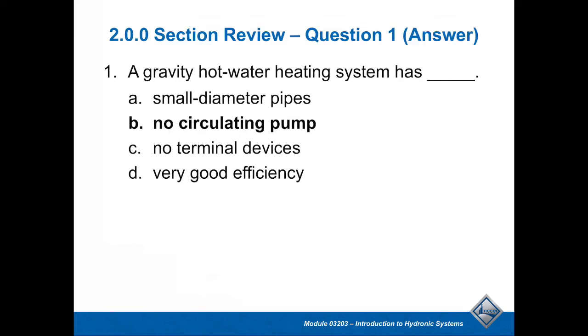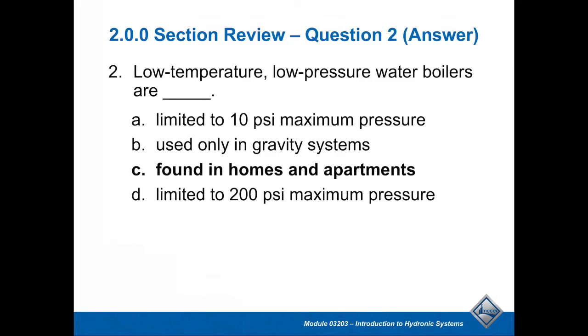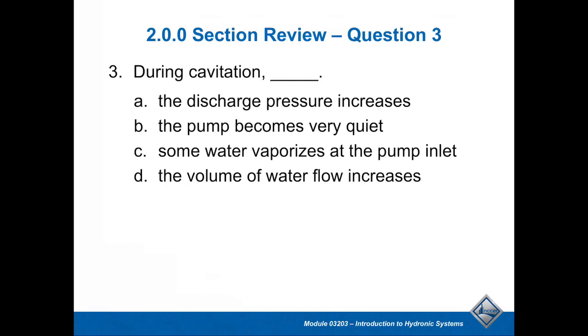All right, so a little review. A gravity hot water heating system would typically have, I would say most likely, no circulating pump. A low temp, low pressure water boiler would be typically limited to 10 psi max. Used only in gravity systems? No. Found in homes and apartments? Maybe. Limited to a 200 psi maximum? No. I would say typically found in homes and apartments.